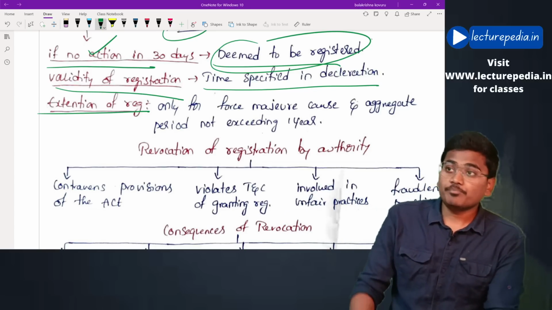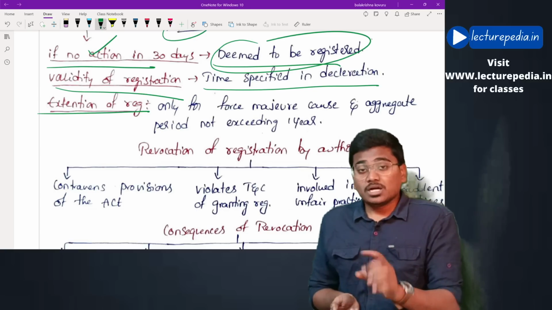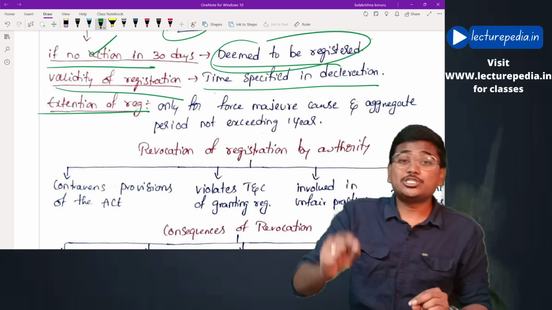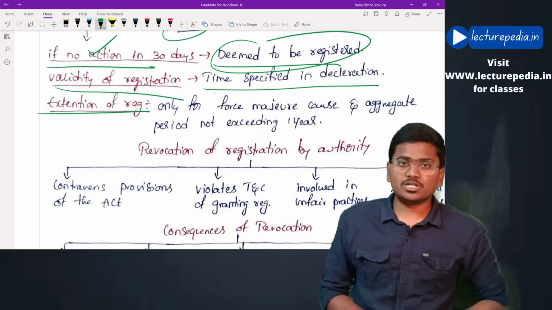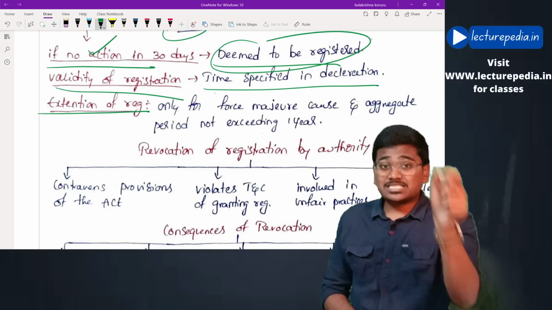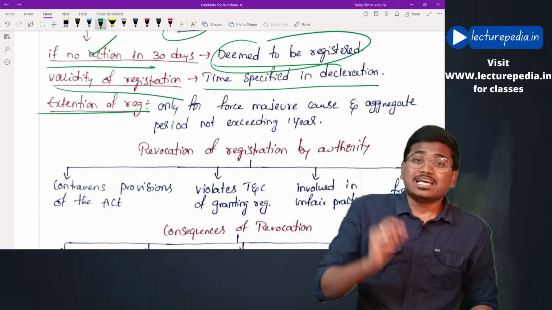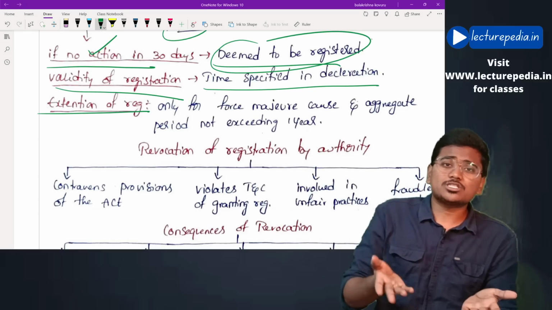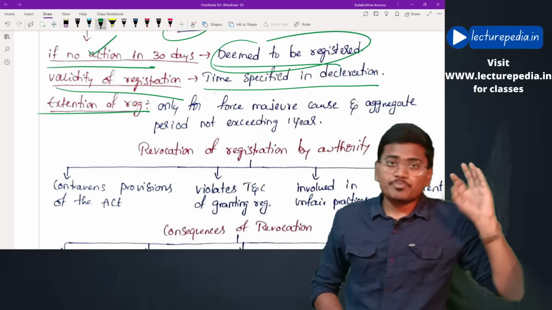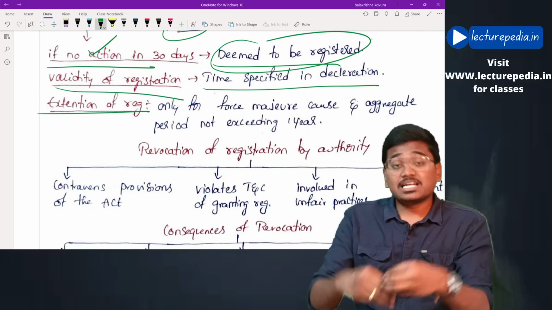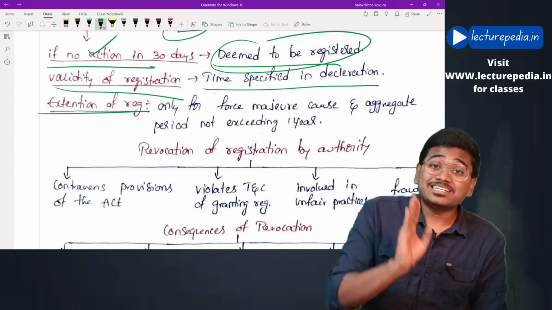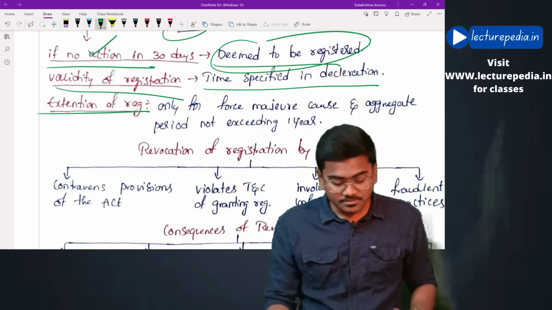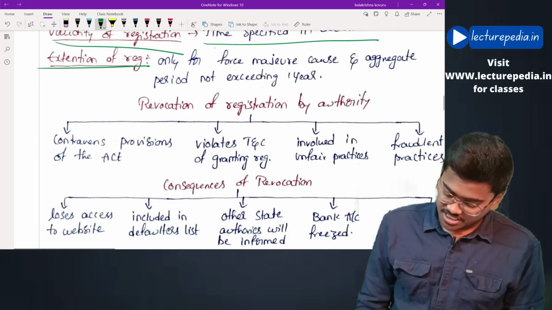The first condition is the promoter failed to complete the project in the period of 3 years due to force majeure reasons. What is meant by force majeure reasons? Force majeure reasons are those which are not in the hands of the promoter. Example, there is a cyclone or an earthquake. Due to that, the promoter was not able to construct the project within the time period declared. In that case the authority will grant an extension, and that extension can be a maximum of 1 year only. Hope this is clear.